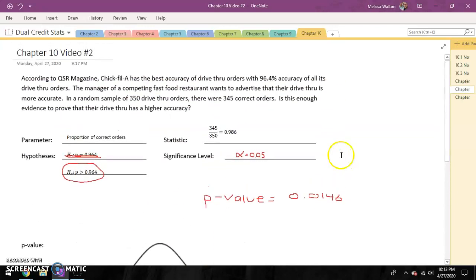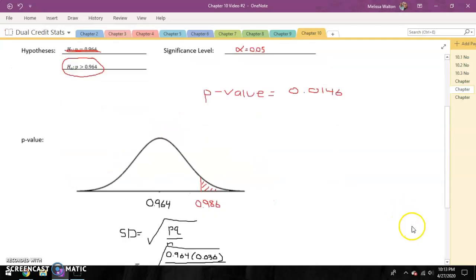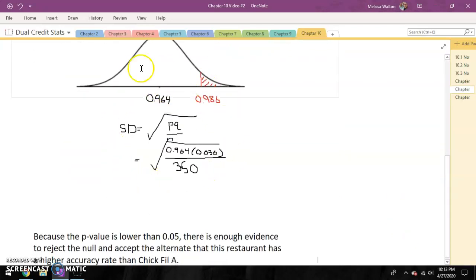So real quick recap as to what we just did. First off, we wrote out our hypotheses. Null is going to be that they're equal. Alternate is going to be, hey, we want to say that they have a greater accuracy rate. We did this just like we did in Chapter 7. We centered our distribution around what we were expecting. Our standard deviation, we calculated based off of our null hypothesis.